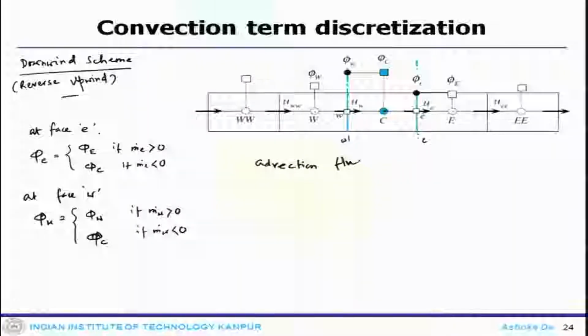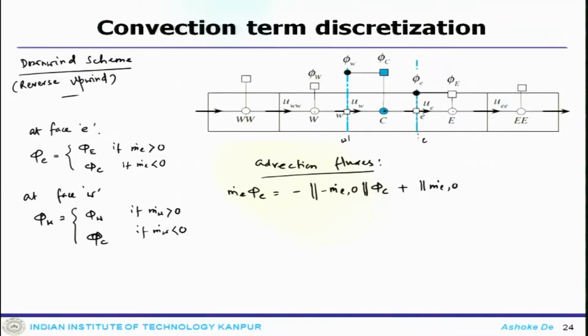advection fluxes. If I write the advection fluxes, then one has to get m dot E phi E, which is nothing but the maximum of minus m dot E and 0 into phi C, plus the maximum of m dot E and 0 times phi E. So, that will get me back the flux C E convection phi C plus flux F E convection phi E plus flux V E, which is again for convection.